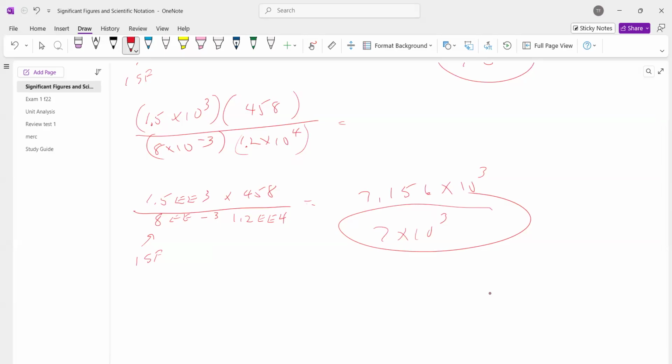So is the EE basically representing the exponent on the top? It represents the times 10 to the exponent, which is scientific notation.